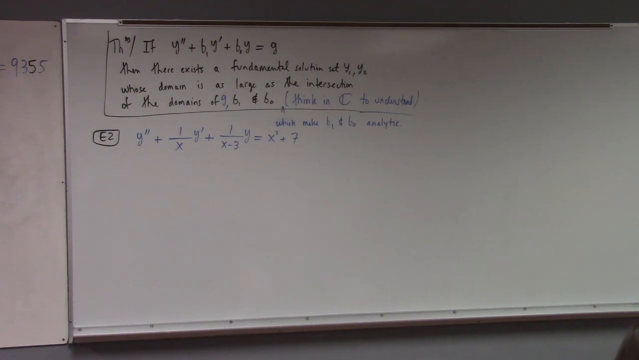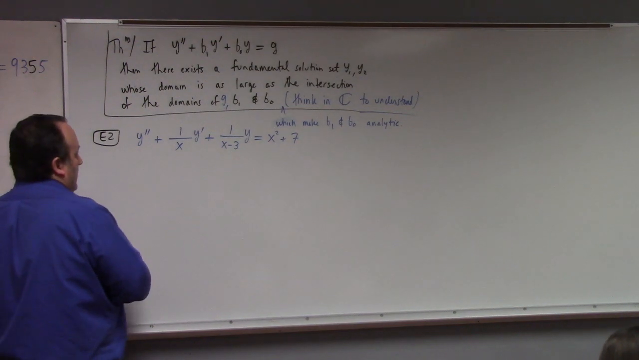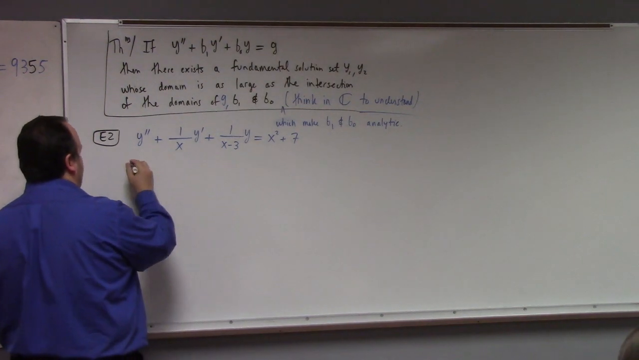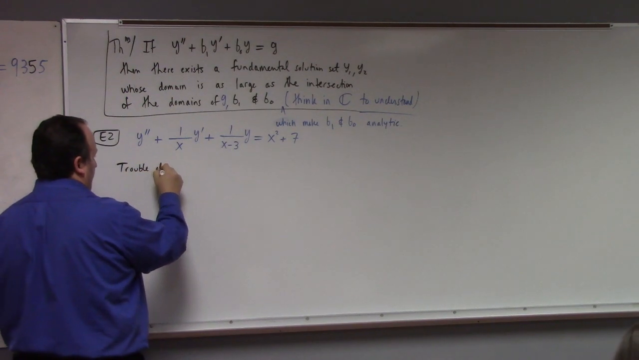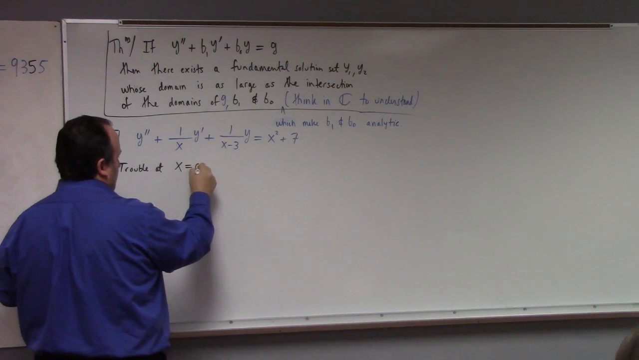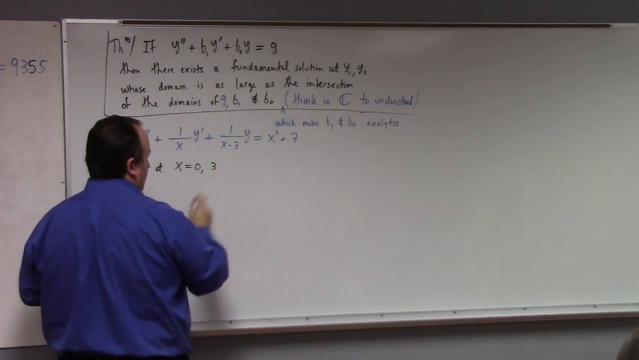I just want to talk to you about what the domain of the solution is going to be after we solve it. I'm just dealing with the issue of domain to start with. So what are the trouble spots? Trouble where? x equals 0 and 3, right?